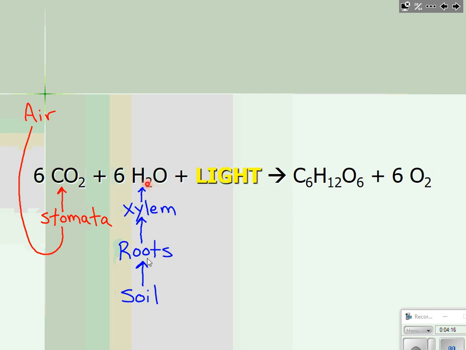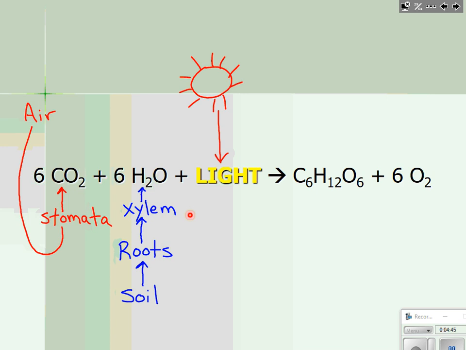For most plants, water is absorbed from the soil by the roots, and there are millions of microscopic tubes that travel from the roots up the stem to the leaves, and those microscopic tubes are called xylem. So that's how water is moved into the leaves of the plant. Light, of course, is provided by the sun.